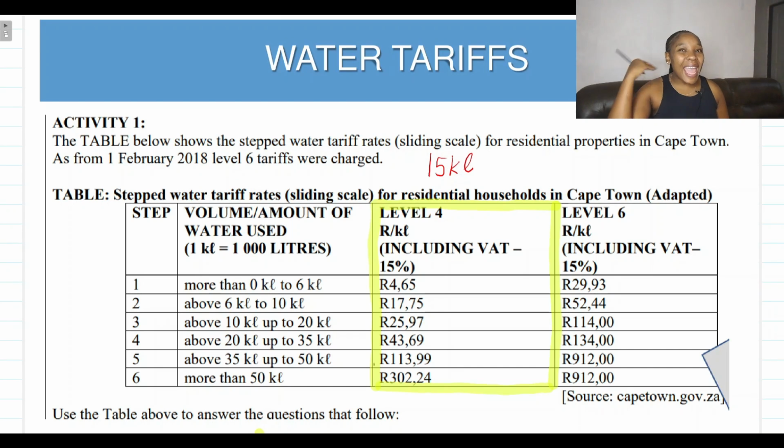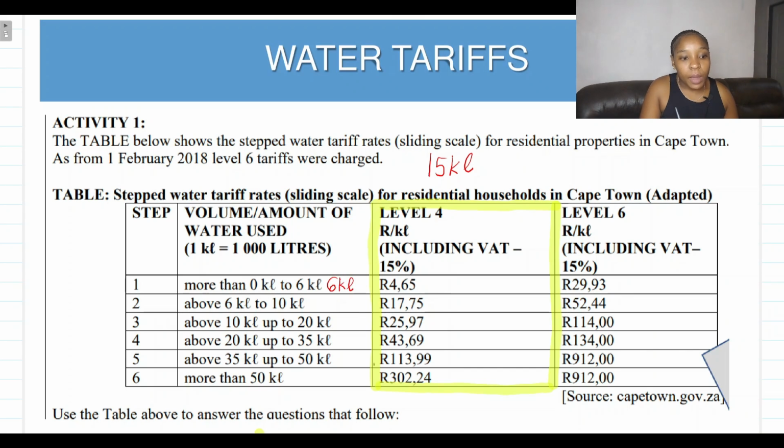So when we are adding up the volume of water in all our steps, we need to make sure that we're not going over 15 kiloliters of water, right? In the first step, how many kiloliters of water have we consumed? 6 kiloliters of water.